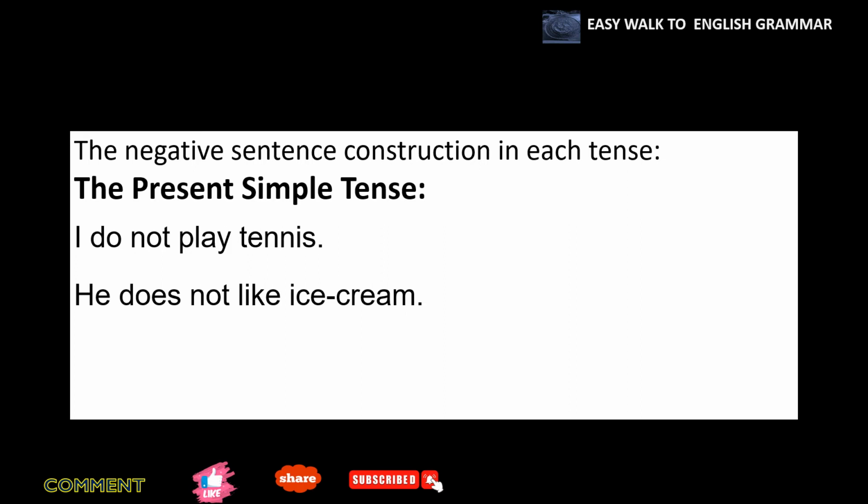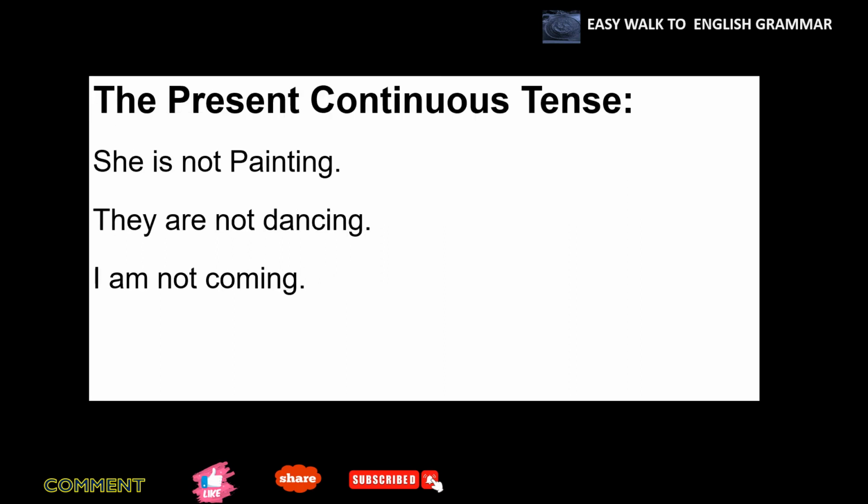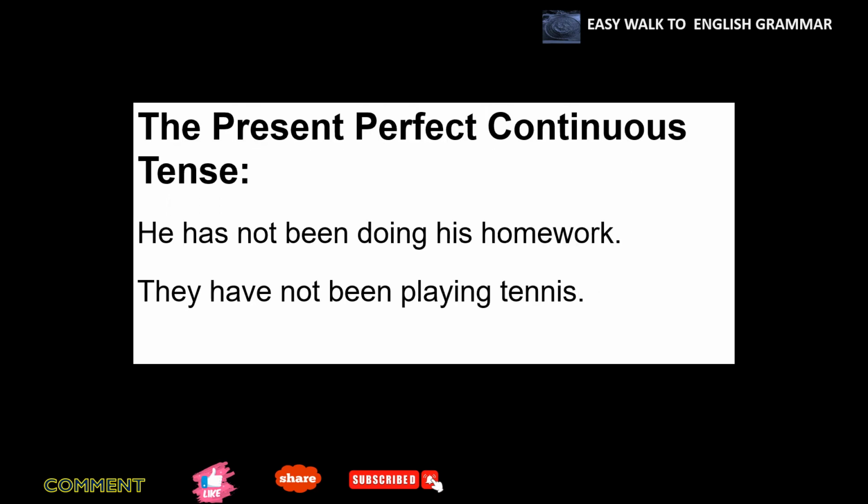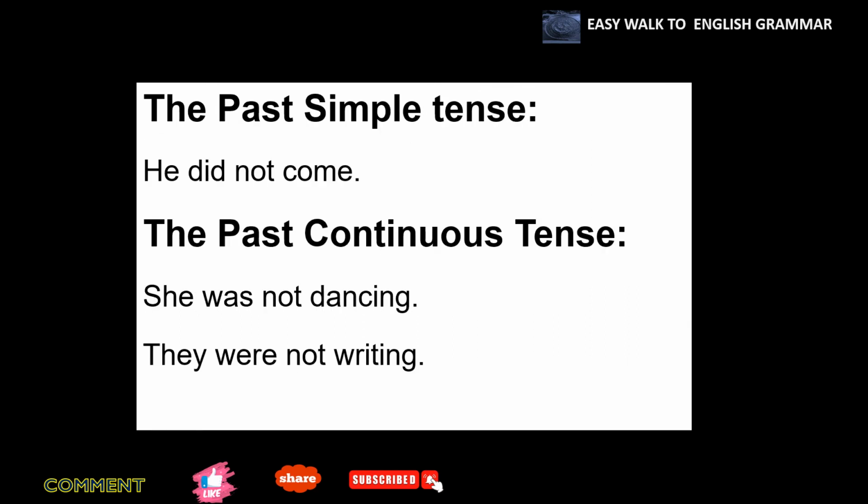The present continuous tense. She is not painting. They are not dancing. I am not coming. The present perfect tense. He has not come. They have not eaten their breakfast. The present perfect continuous tense. He has not been doing his homework. They have not been playing tennis. The past simple tense. He did not come.